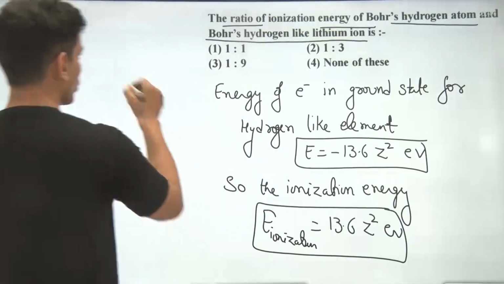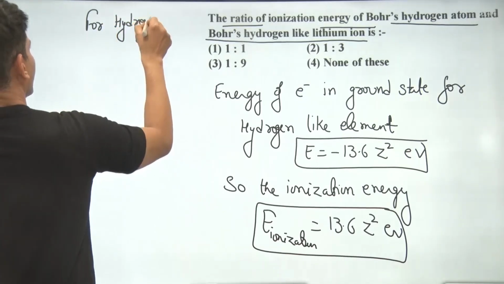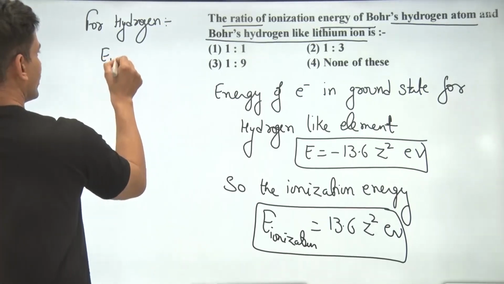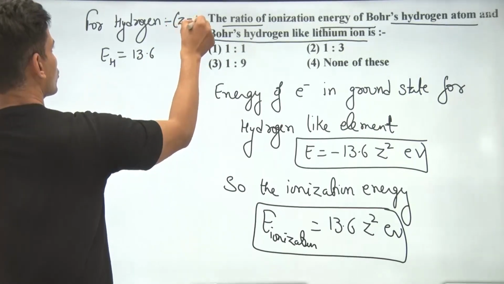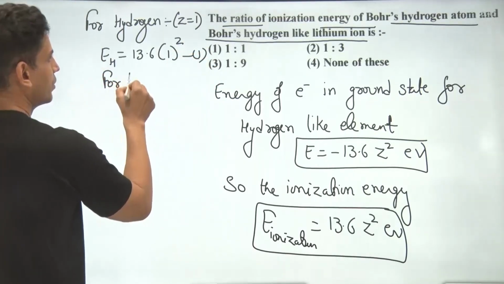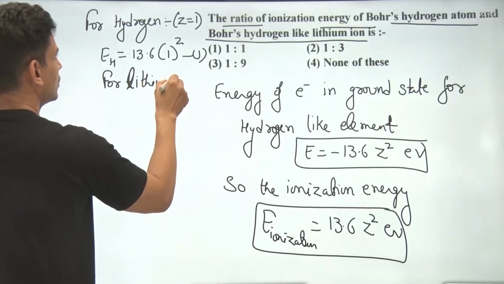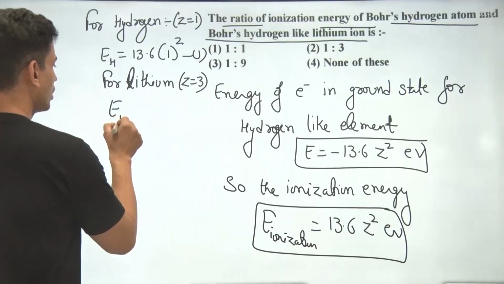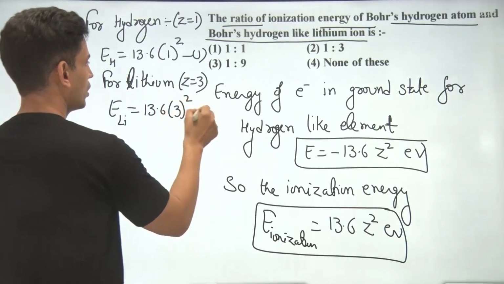Okay, so for hydrogen atom, we have to calculate E for H is equal to 13.6. The value of Z for hydrogen is Z equal to 1 square. Now for lithium, Z is equal to 3. Got it? So E for lithium is 13.6 into 3 square.